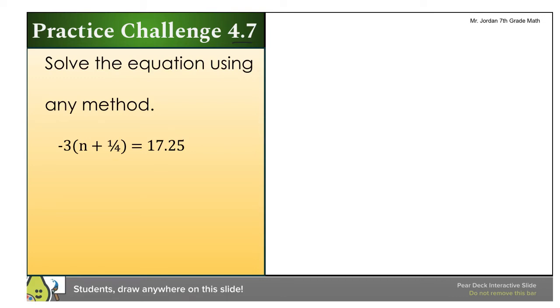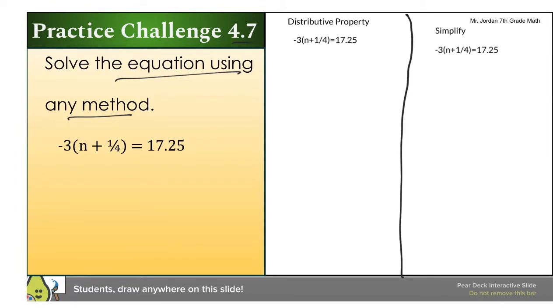In lesson 4.7 practice challenge, solve the equation using any method. So I will show both methods and you can use whichever one you think is easier. One of the first things I notice is that we have both fractions and decimals.